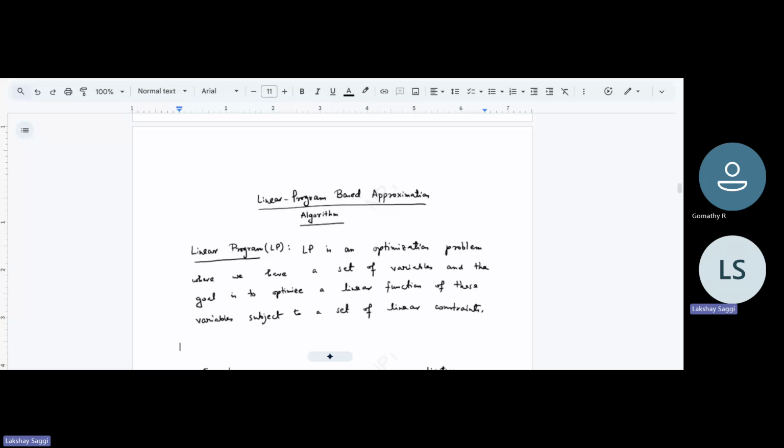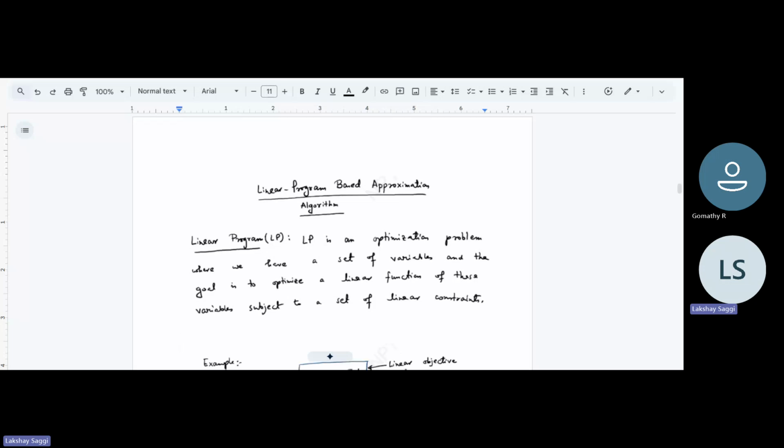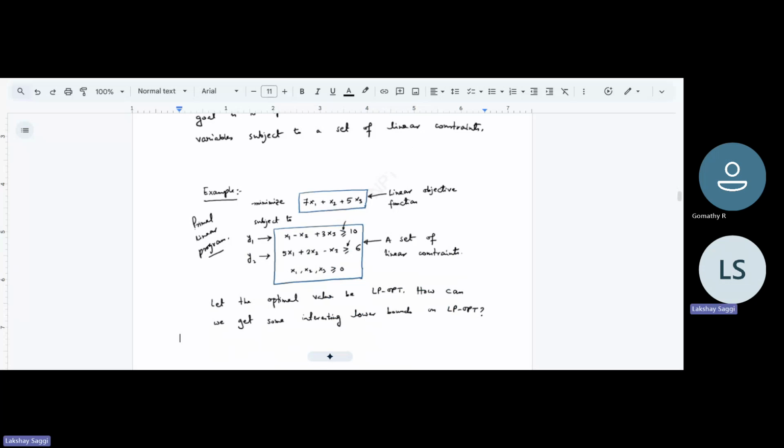You have a set of variables. The objective function is linear in those variables, and there are some constraints which are also linear in those variables. So, for example, say this is an example of a linear program.